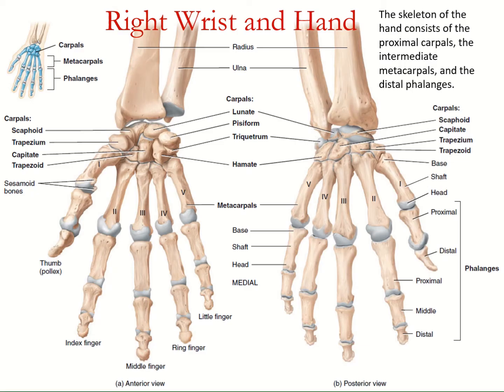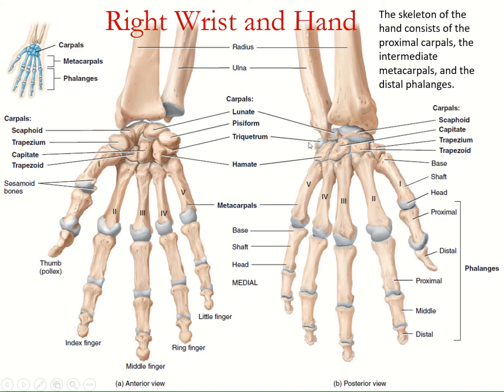Okay, let's discuss the right wrist and hand. The skeleton of the hand consists of the proximal carpals, the intermediate metacarpals, and the distal phalanges. So carpals, metacarpals, and phalanges. Okay, so let's start with the carpals.